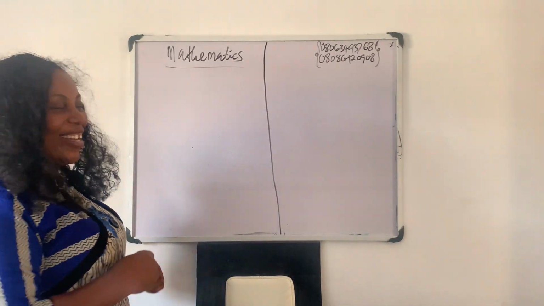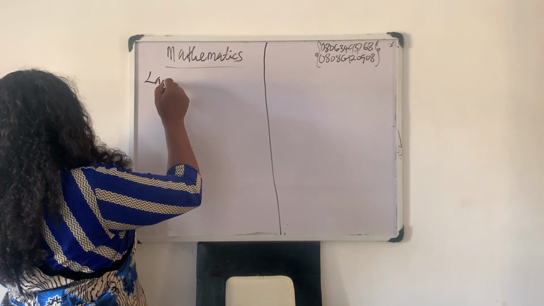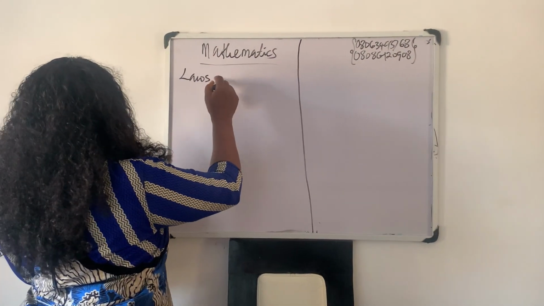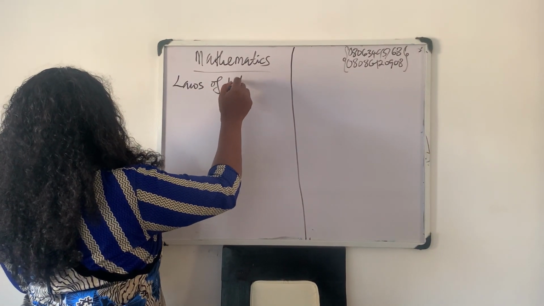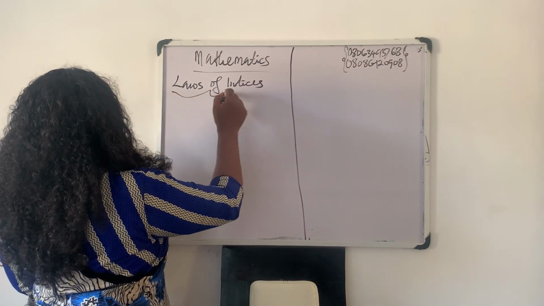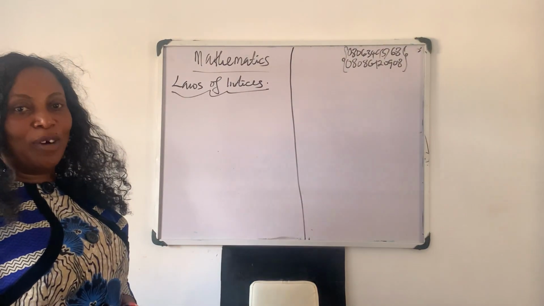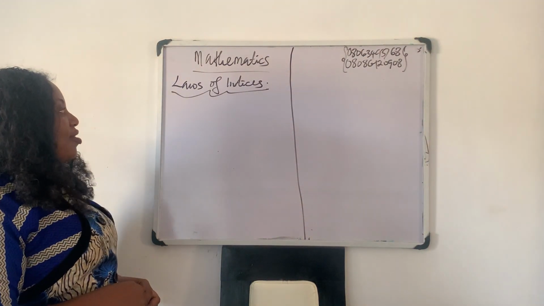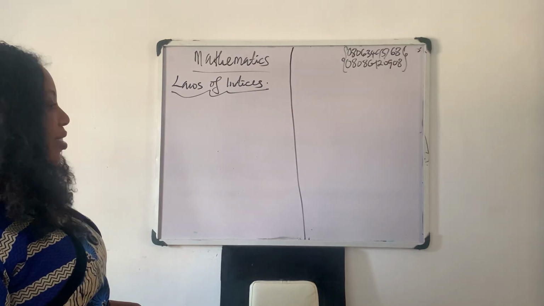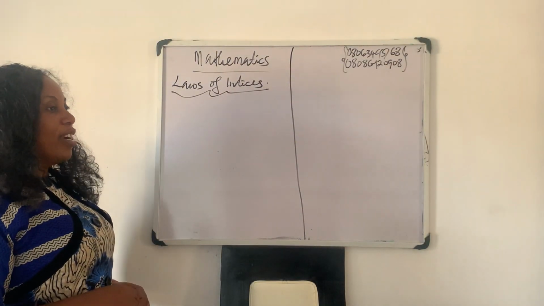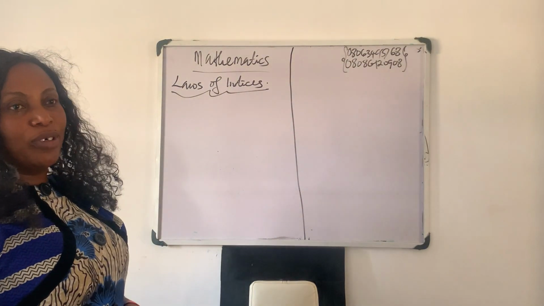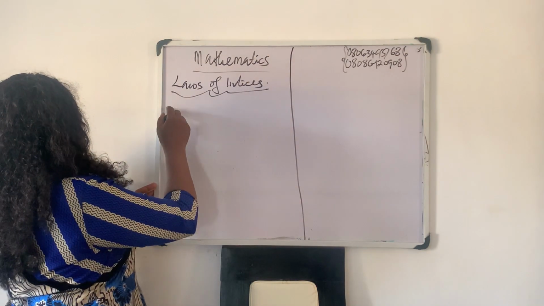To our class today, we are continuing with laws of indices. In the operation of indices, there are some rules governing the operation, and those rules are what we want to look at this afternoon. The very first one is the product or multiplication rule.